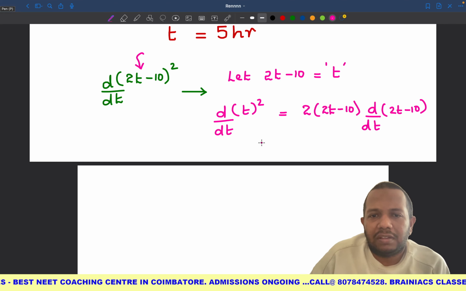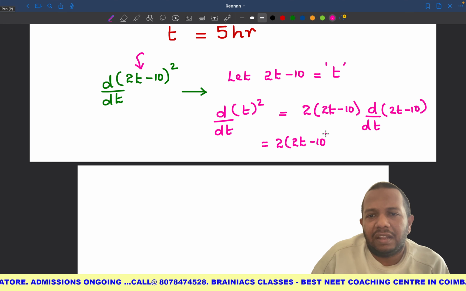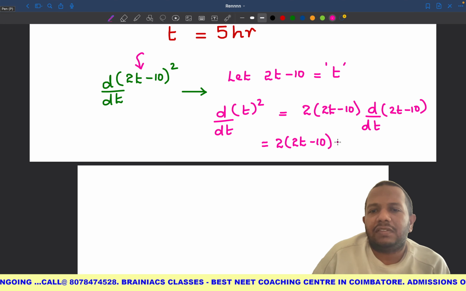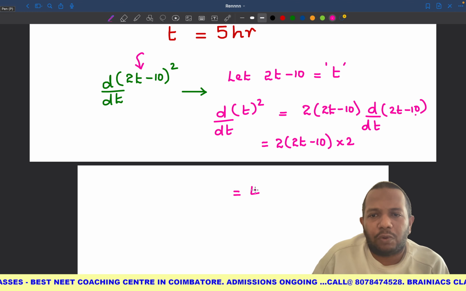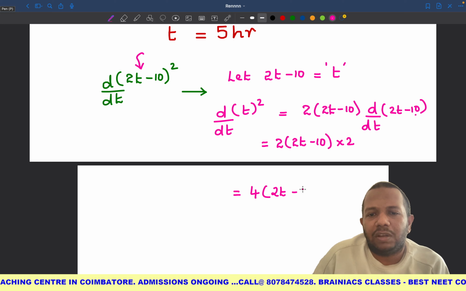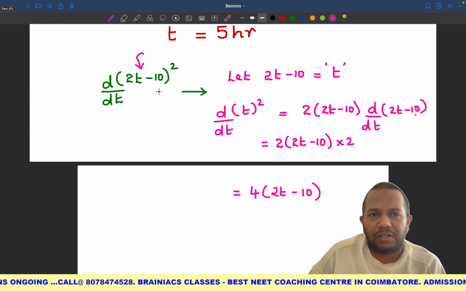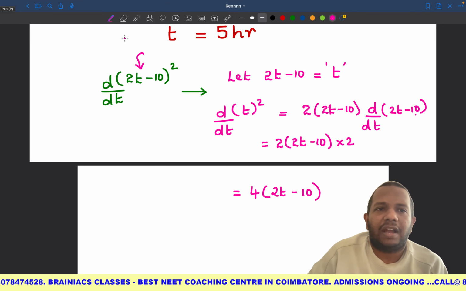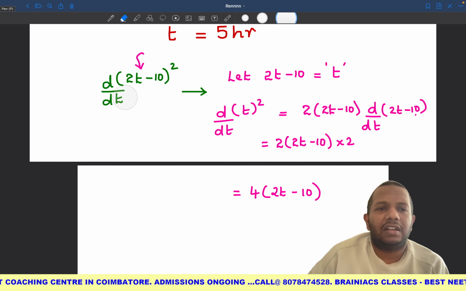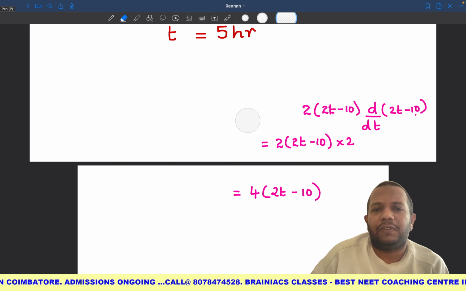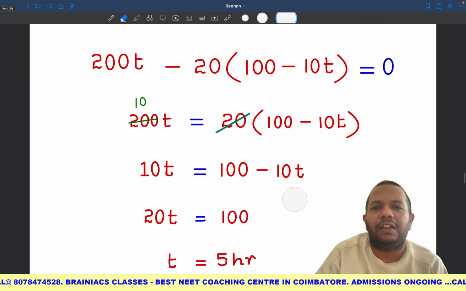So what will come is 2 into 2t minus 10, into the differential of this one. The differential of 2t is 2, the differential of 10 is 0. So this is what you will get, 4 into 2t minus 10. Actually this sum has no relation with this question. For you to understand function of a function, I am explaining this. I hope this is clear for you. If you have any doubt, feel free to ask. It's very easy. The only thing you need to focus on: if it's a function of a function, you first differentiate the entire function, then go inside and differentiate again.